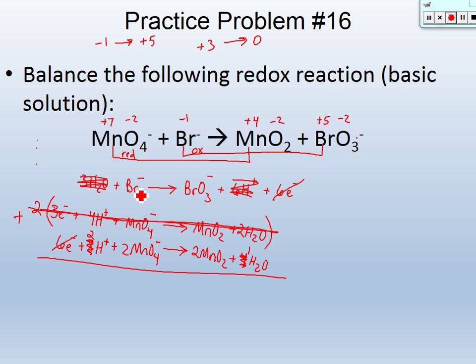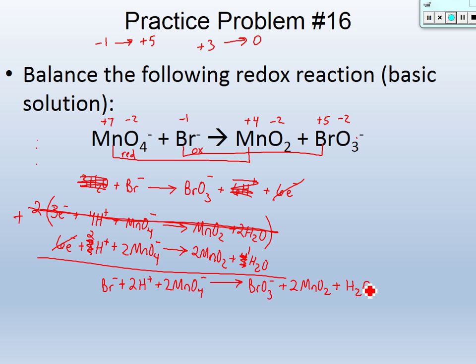Okay. So now I don't think anything else can be canceled out, so let's write what we have. Everything on the left, so let's keep Br minus. And let's add everything else on the left, which I had 2 H pluses plus 2 MnO4 minuses. That's everything on the left. So let's draw our arrow. We have BrO3 with a -1 charge plus 2 MnO2s plus H2O. Okay. Let's stop right here.